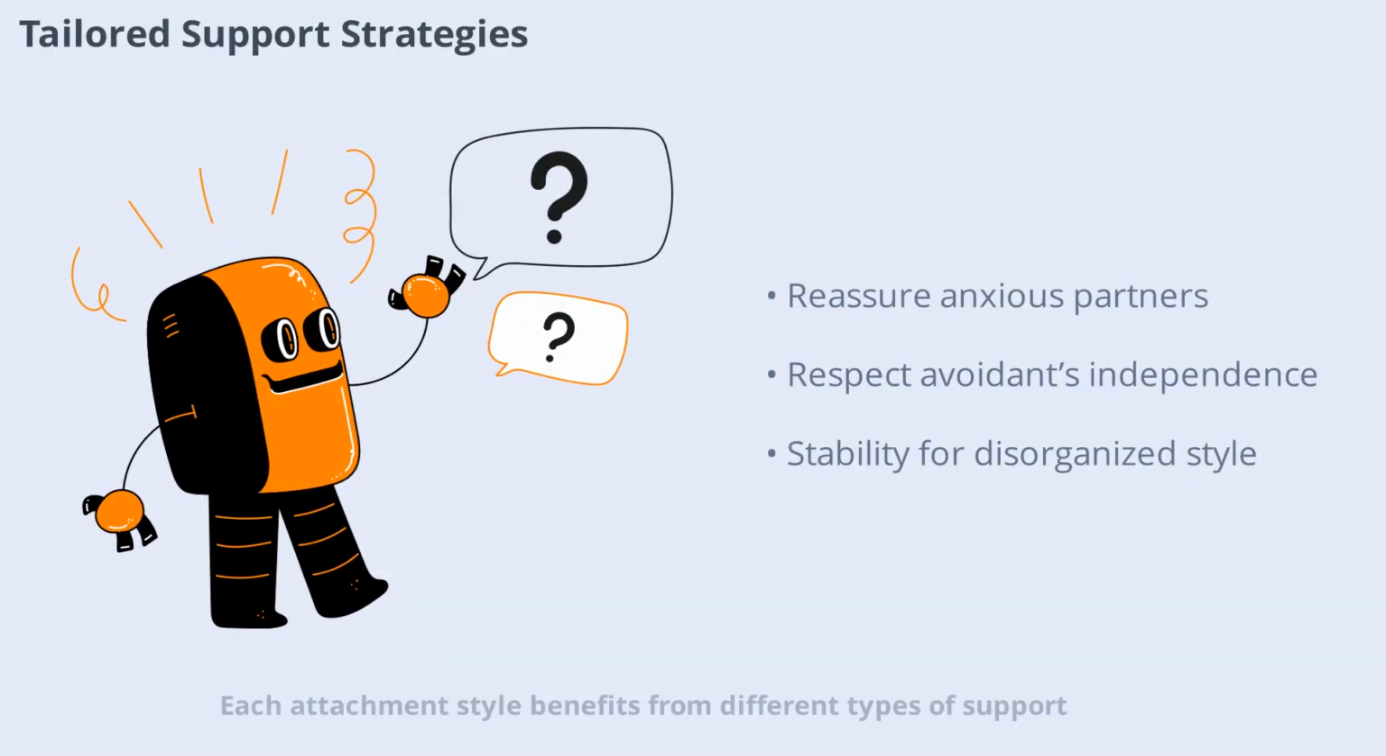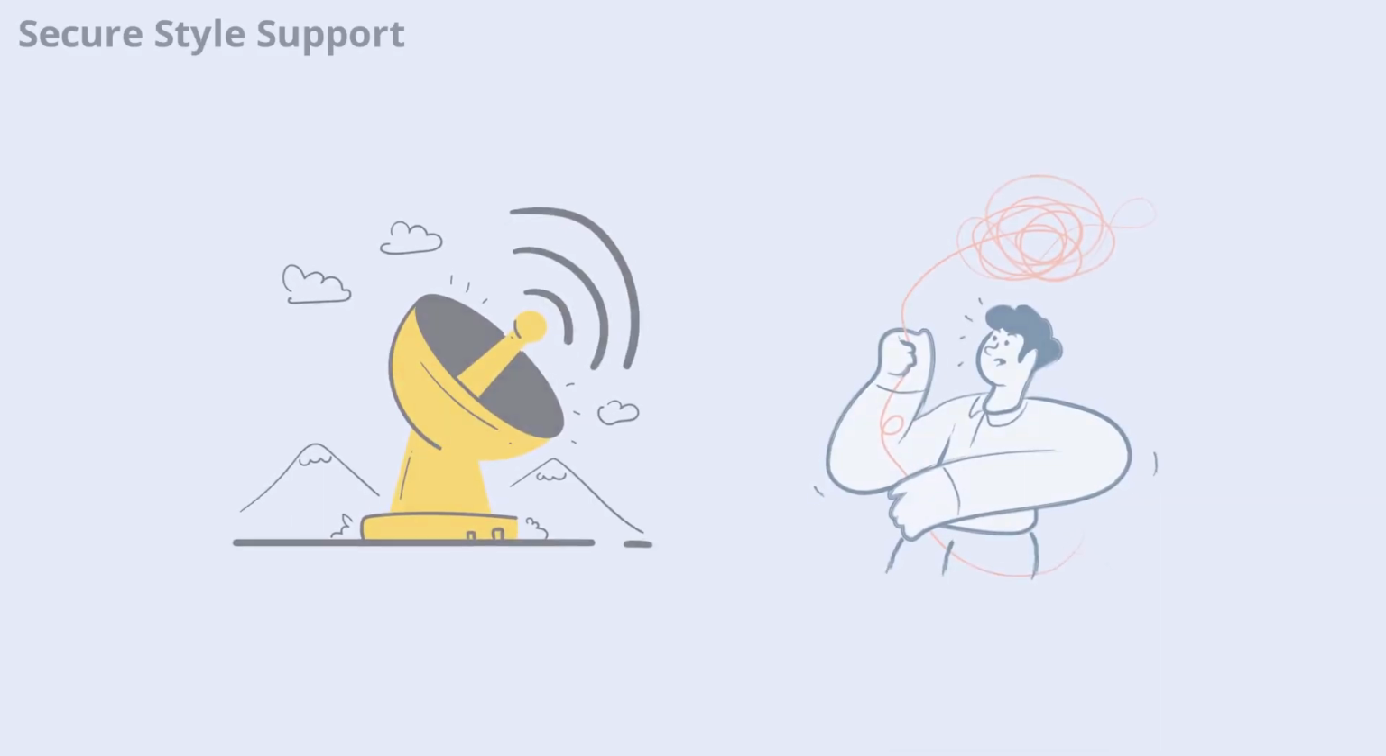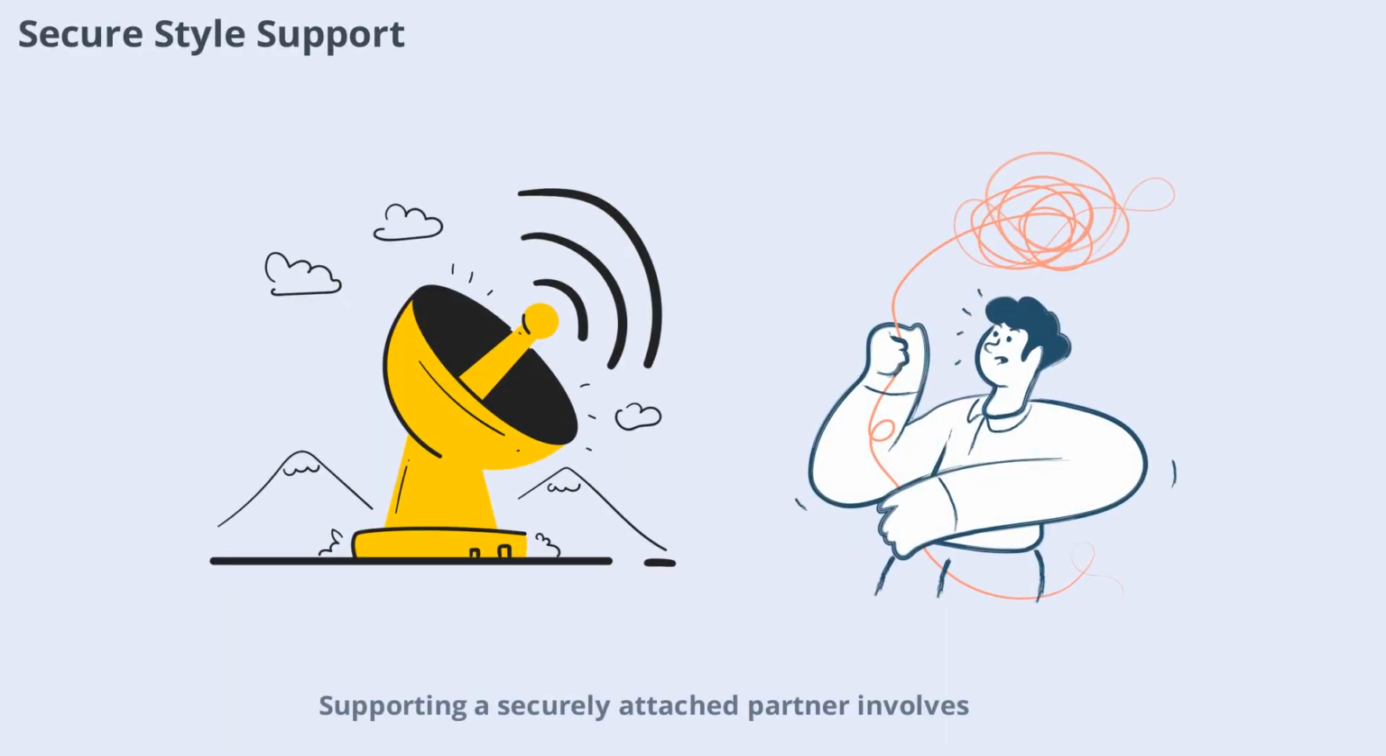Each attachment style benefits from different types of support. For anxious partners, reassurance and consistent communication are key. Avoidant partners may need space and respect for their independence. Disorganized partners benefit from stability and gentle encouragement. Understanding these needs helps both partners feel seen and valued. Supporting a securely attached partner involves maintaining open communication and mutual respect.